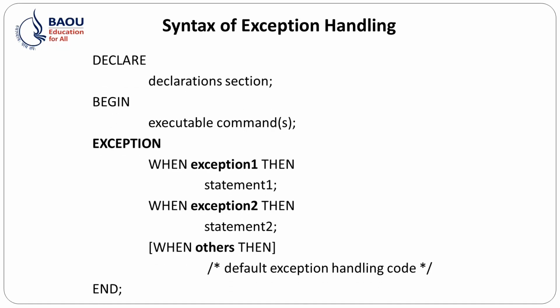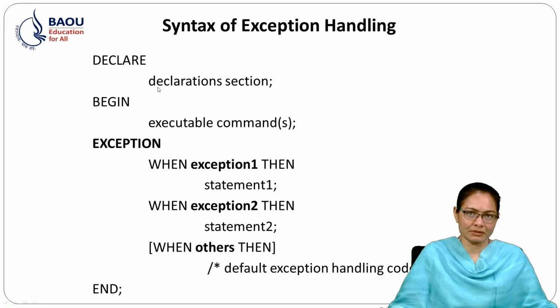Now, what is the syntax of exception? See, here there are 4 parts: declare, begin, exception and end. Now, the declaration section is used to declare the exception. Here, we also declare the exception variable.